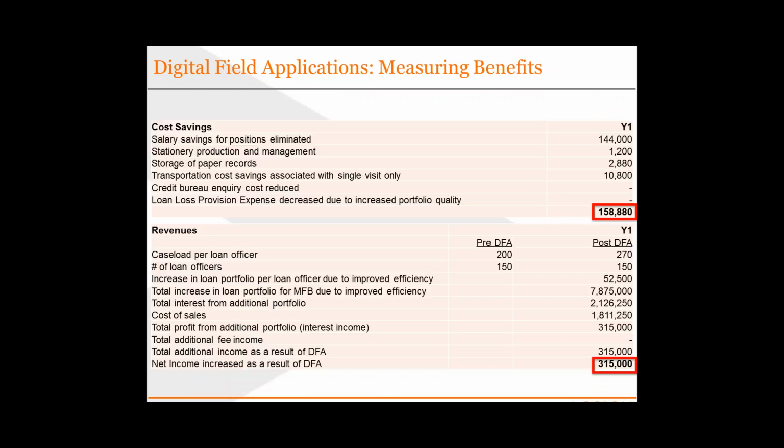So we see that with this hypothetical MFI, total cost savings were around 150,000 and increased revenue was about 315,000. And you can see the breakdown here from salary savings, paper reduction, storage reduction, increased caseload allows officers to service more loans, again, increasing revenue.